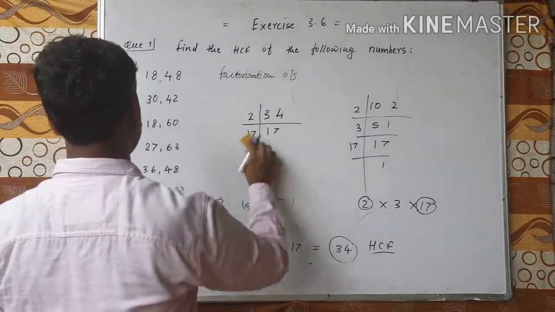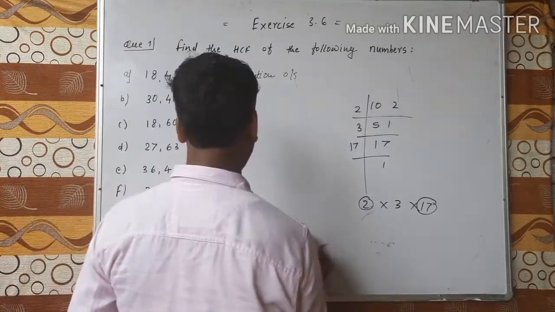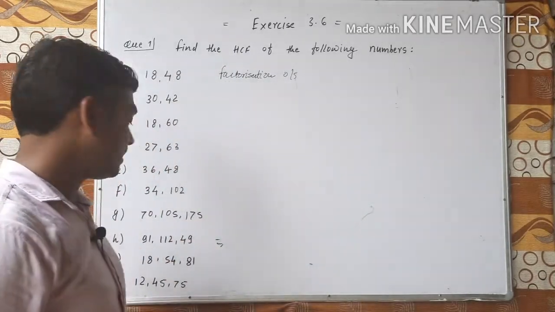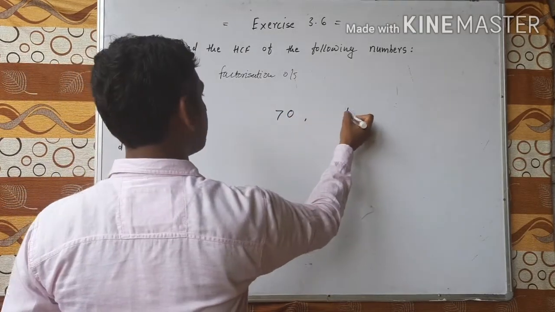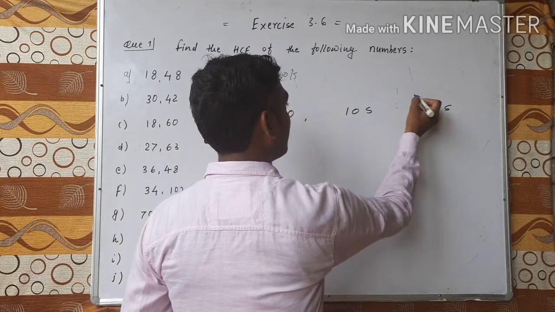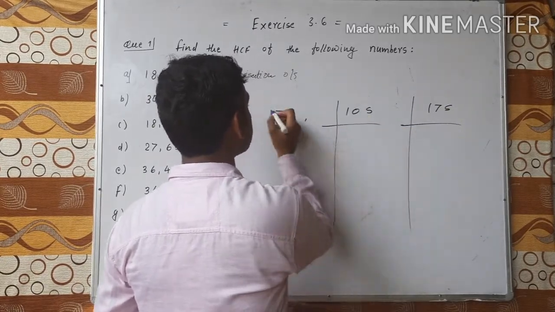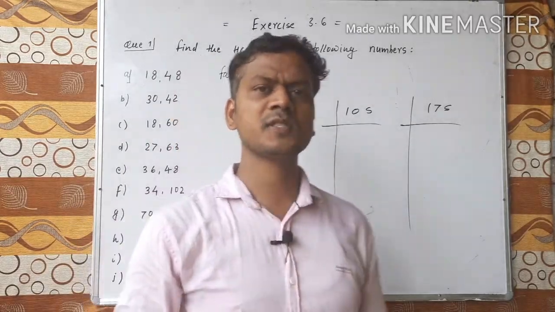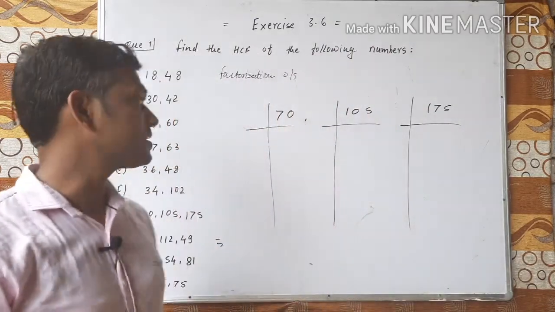On question number G we have three numbers: 70, 105 and 175. It is a small difference compared to the other questions because it has three numbers, but the procedures are the same, so we can follow the same procedure to calculate the HCF.